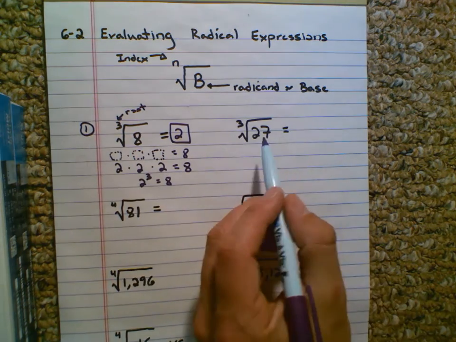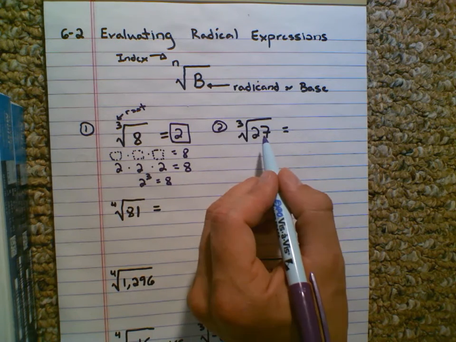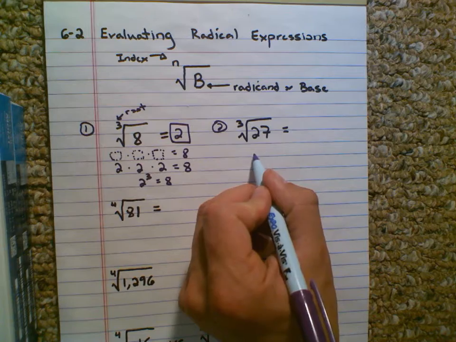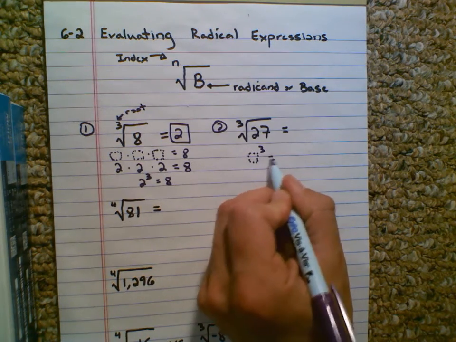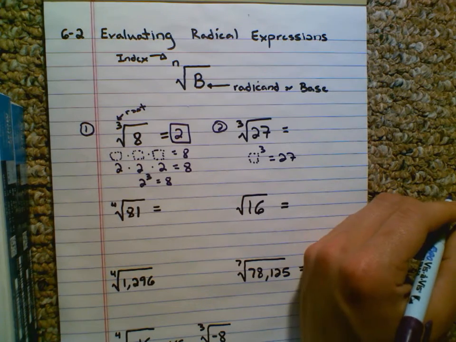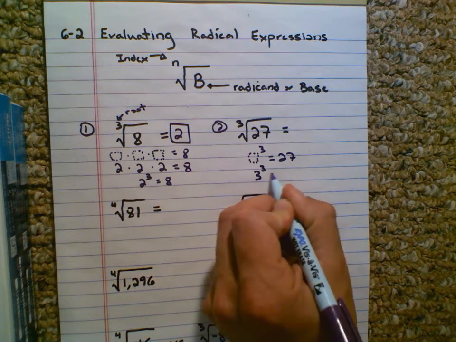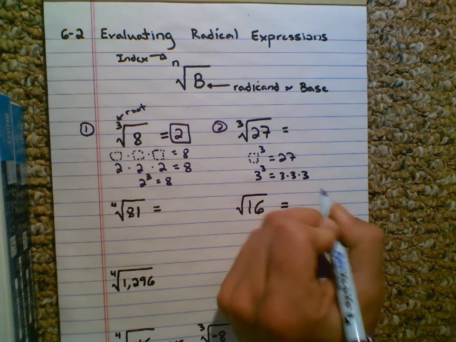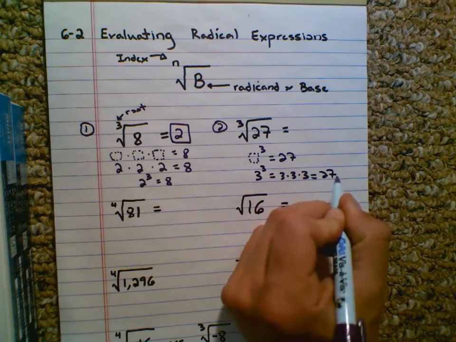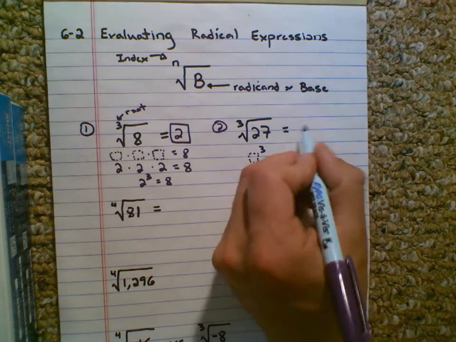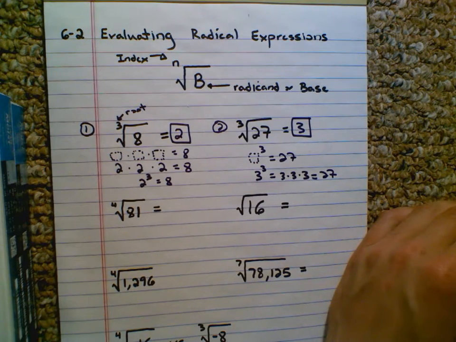All right, similarly, if I look at example 2 here, I want the third root of 27. So I want to know what number, when taken to the third power, will give me 27. Well, that number is 3, right? If I take 3 to the third, that would be 3 times 3 times 3. 3 times 3 is 9, times 3 is 27. So this number I'm looking for is 3. So 3 is the third root of 27.